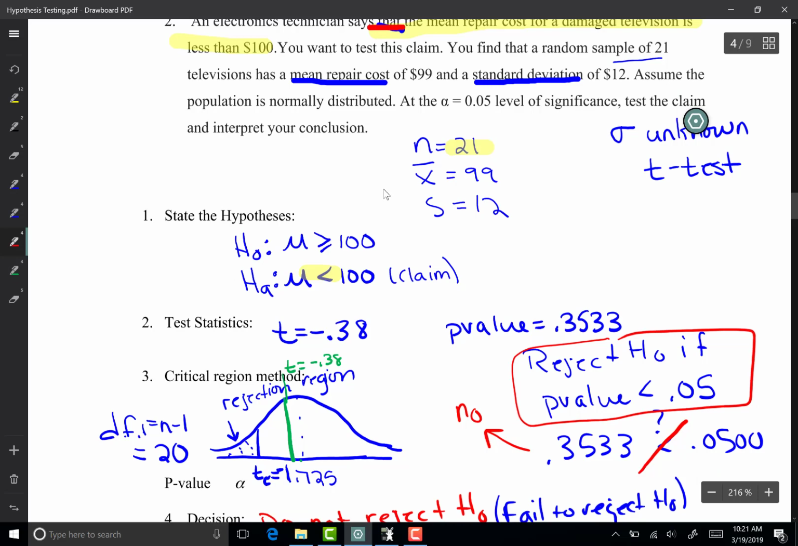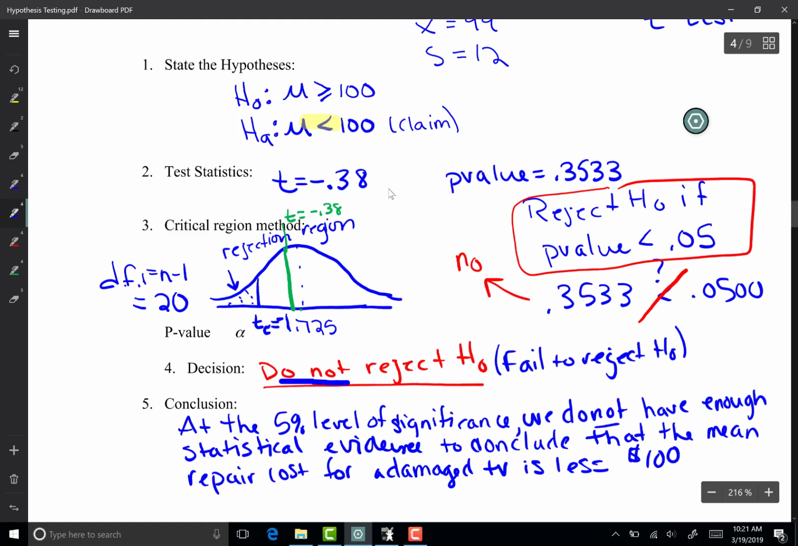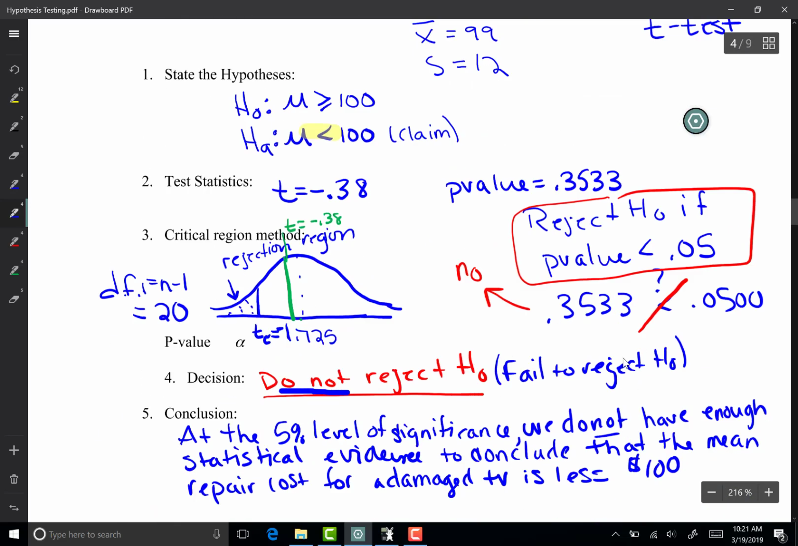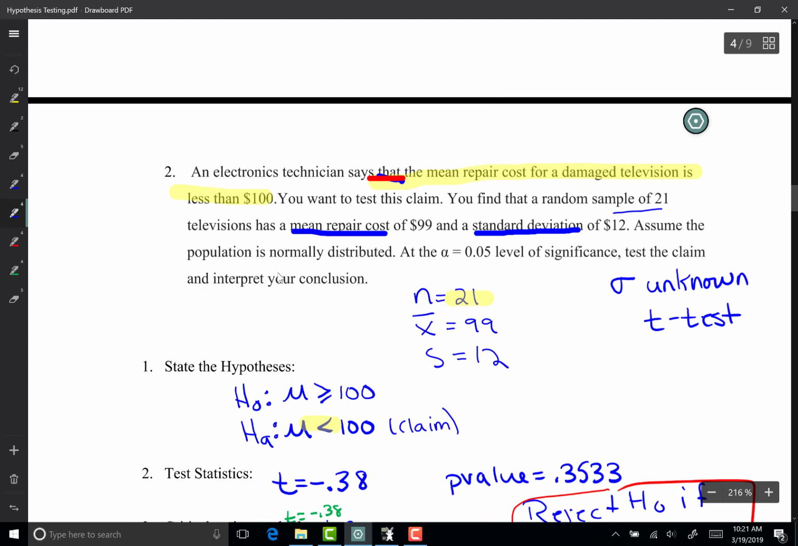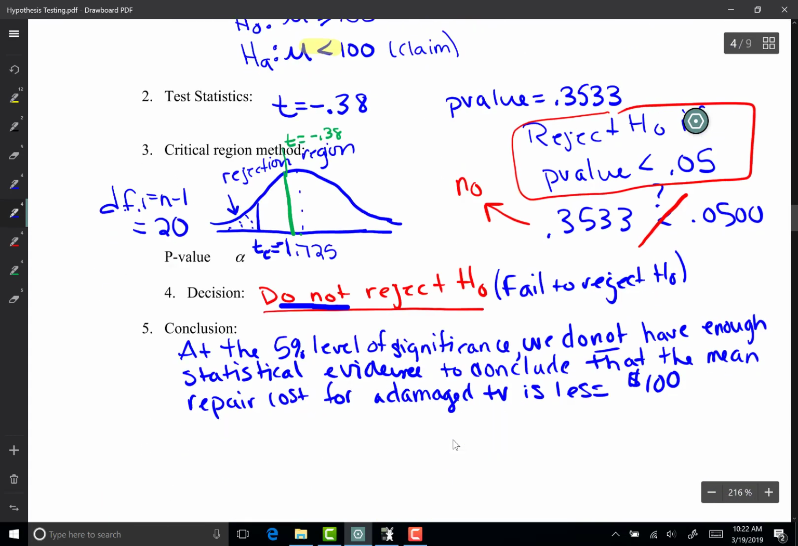That the mean repair cost for a damaged television is less than $100. So we actually do not support his claim, right? We don't have enough statistical evidence to support his claim that it's less than $100. Make sense?